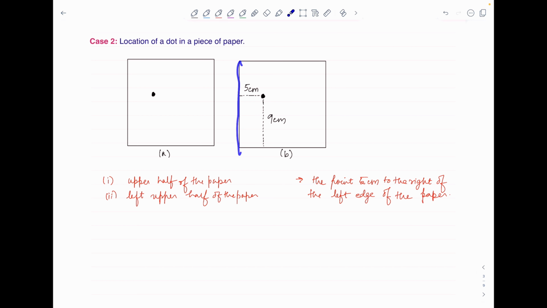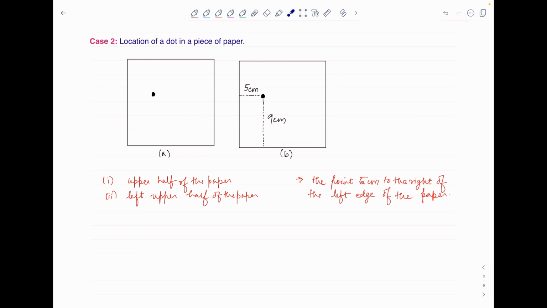But this paper is so long. There is the top portion, there is the bottom portion. From the top and bottom, where does this dot lie? From the top or from the bottom? At how much distance is this dot?